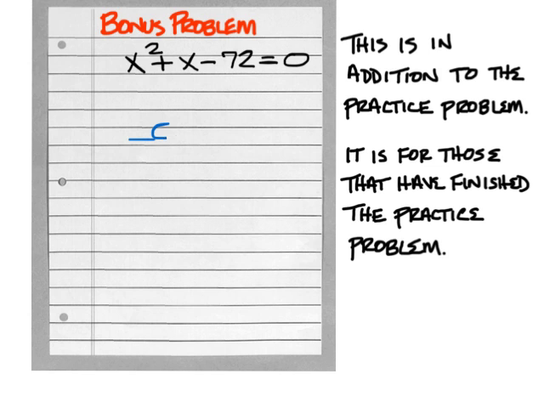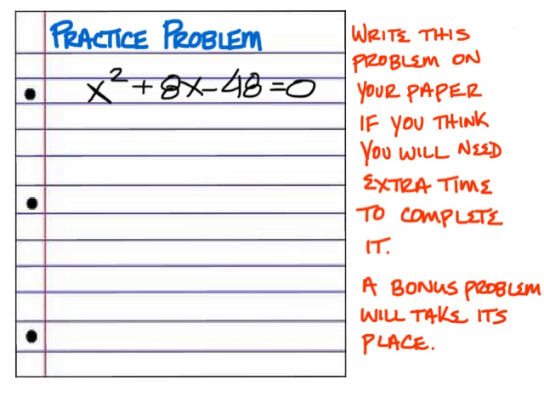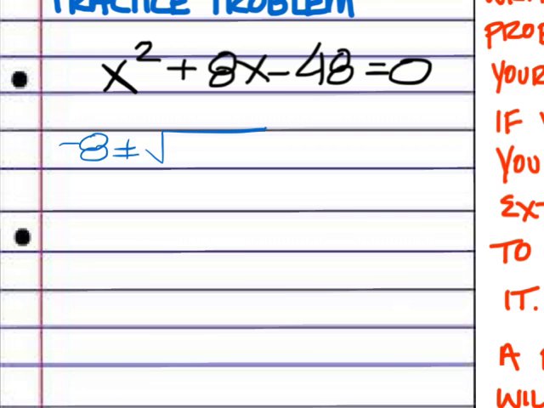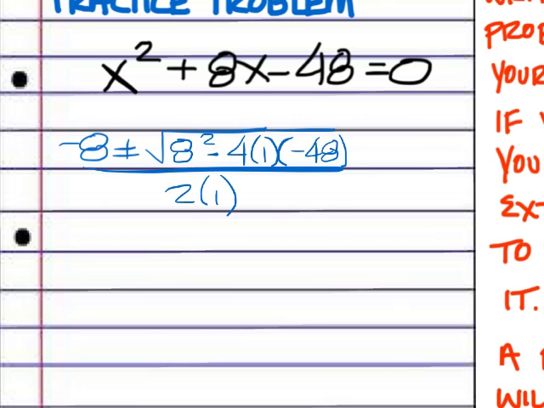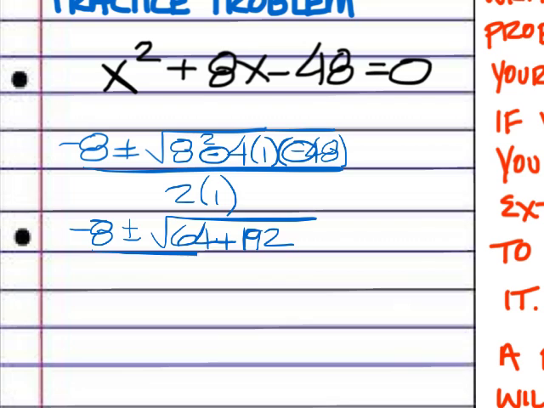The bonus solution should have been negative 9 and 8. Negative 8 plus or minus the square root of 8 squared minus 4 times 1 times a negative 48. All of that over 2 times 1. So now square 8 to get 64. You have 2 negative signs, makes it plus. That would be 192. And then over 2.